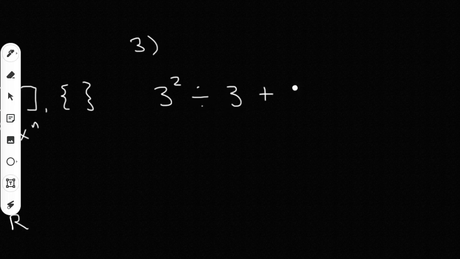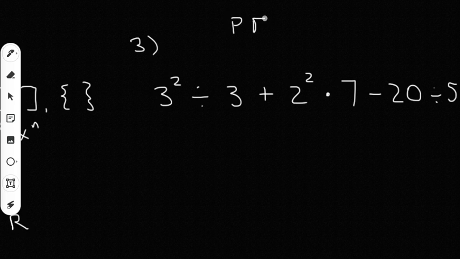plus 2 squared times 7 minus 20 divided by 5. So in this expression, what I want to do is do the order of operations in order. So I'm going to do PEMDAS.